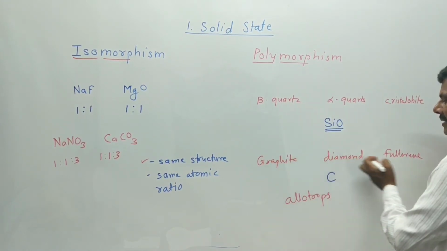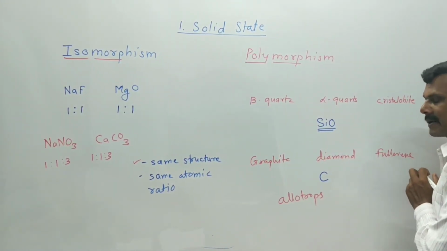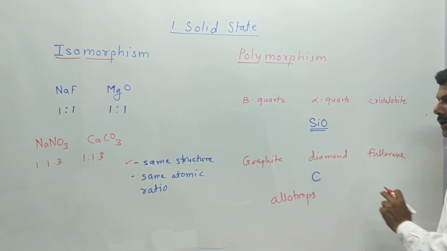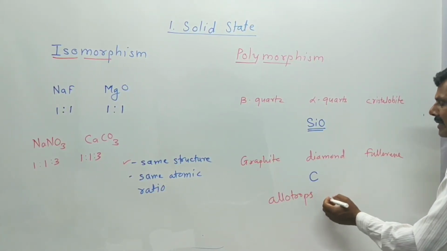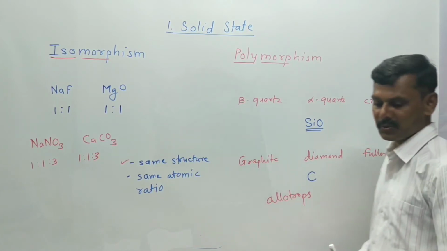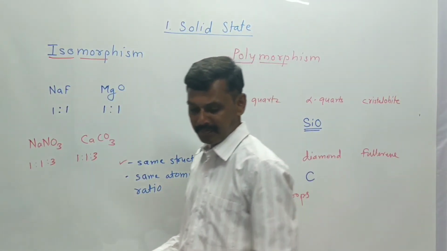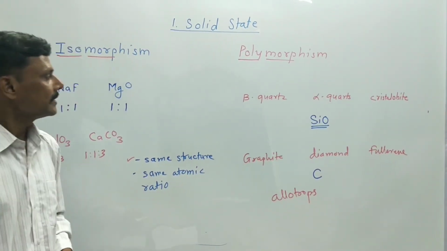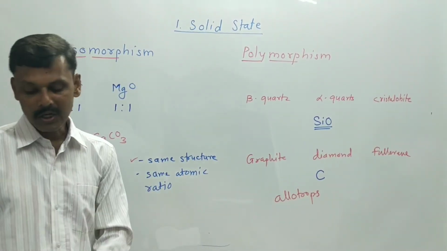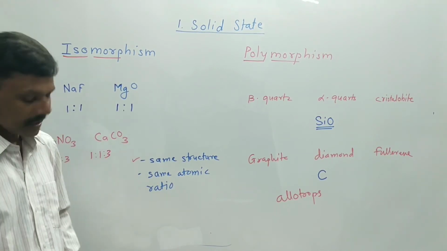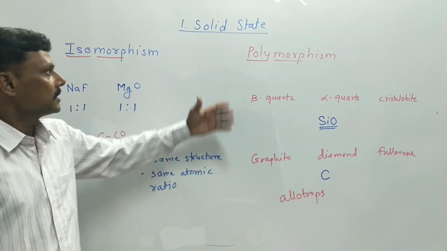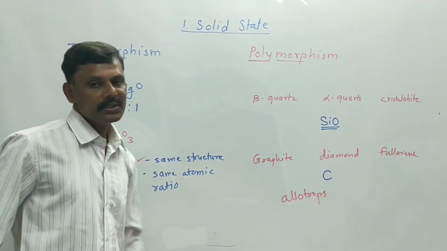So these are the allotropes of carbon, which we study in 11th standard. Allotrope, different allotropes of carbon, and the phenomenon is allotropy. So when polymorphism is observed in case of element, then it is also known as allotropy. So these are some properties which are shown by solid.